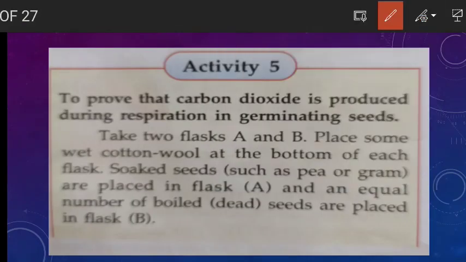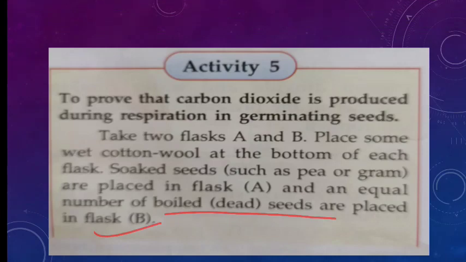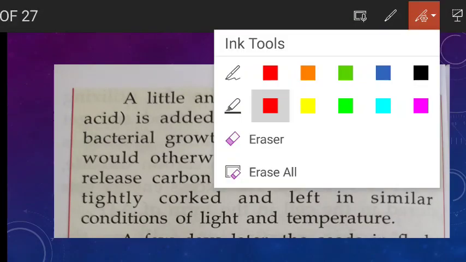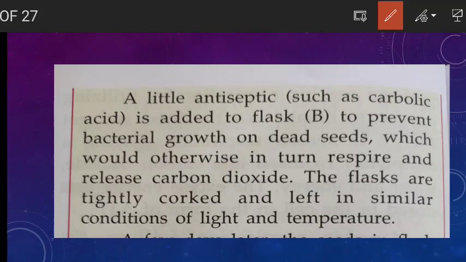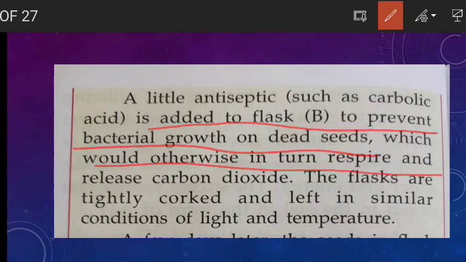Activity 5. To prove that carbon dioxide is produced during respiration in germinating seeds. For this, take two flasks A and B, and place some wet cotton wool at the bottom of each flask. Soaked seeds are placed in flask A, and an equal number of boiled seeds are placed in B. A little antiseptic is added to flask B to prevent bacterial growth on dead seeds, which would otherwise in turn respire and release carbon dioxide gas.